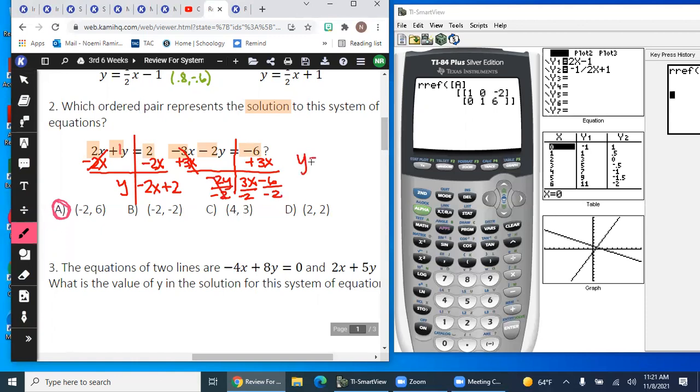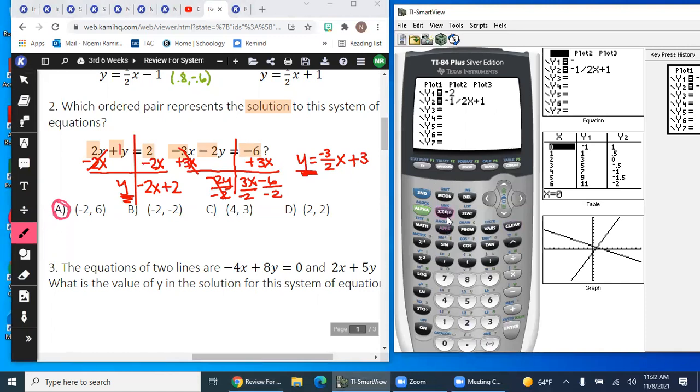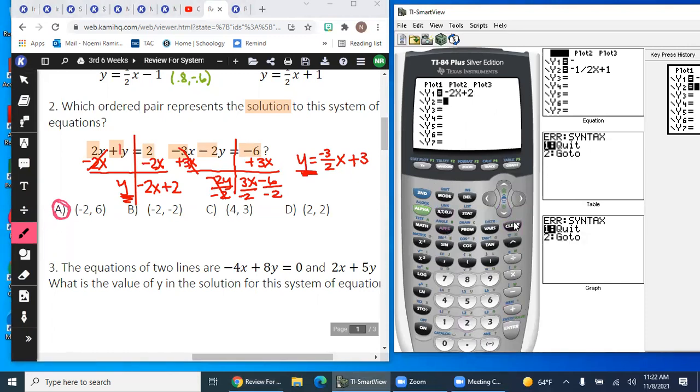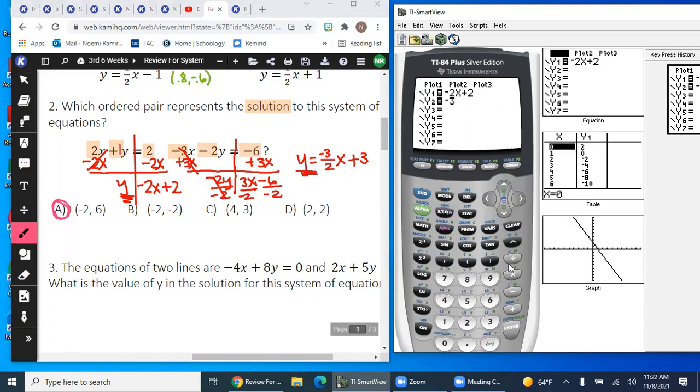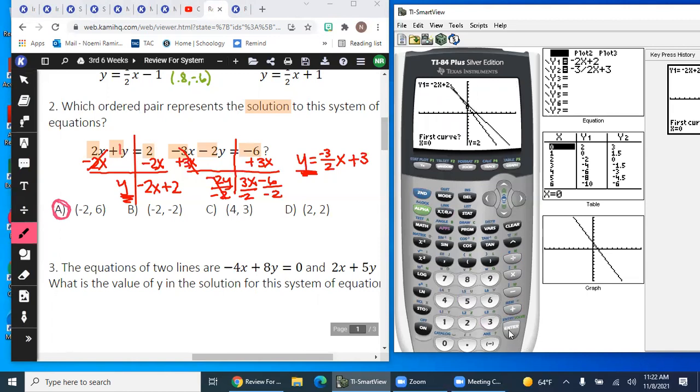So you get y equals -3/2 x, -6 divided by -2 is +3. So now you have 2 equations that are solved for y: -2x plus 2, and the other equation is -3/2 x plus 3. So second trace, 5. I'm just doing this so I can show you that they both give you the same answer, -2, 6, right there. Both matrix and the y equals or intersect method will give you the same answer.